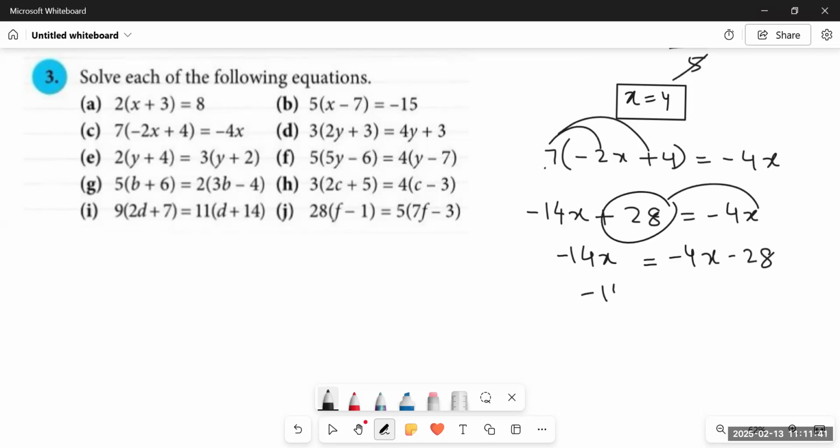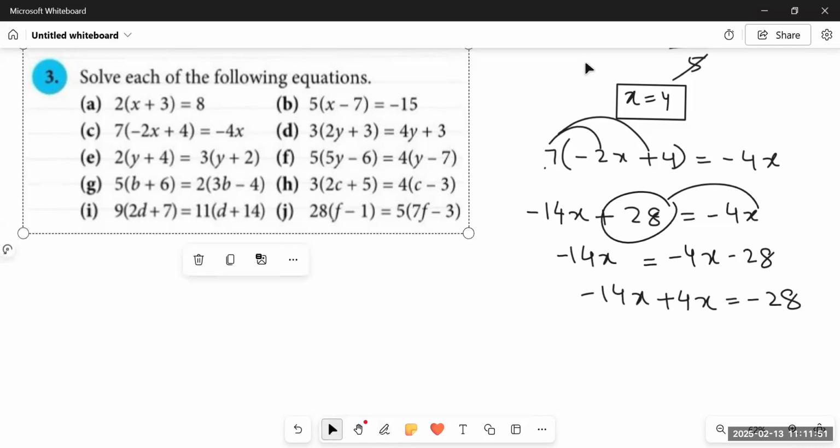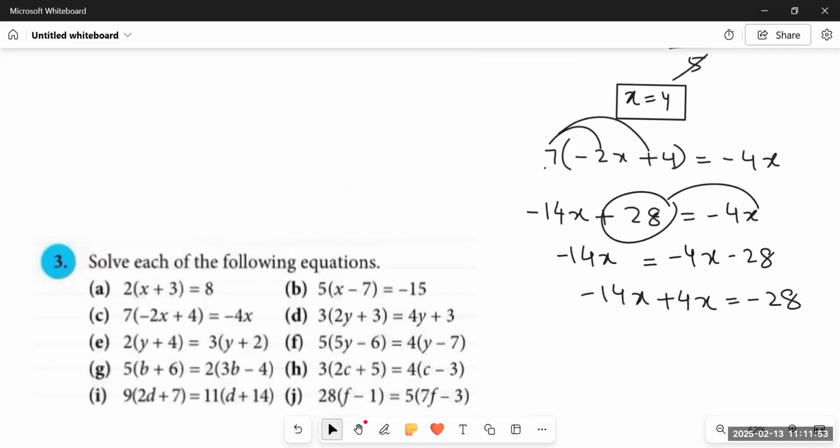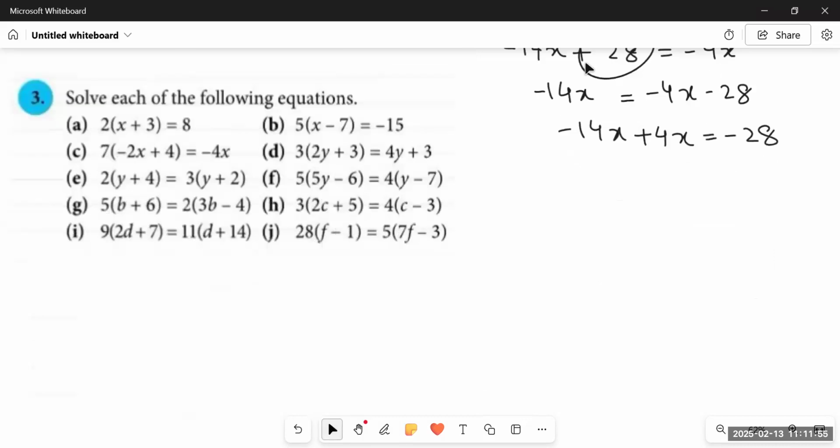Then minus 14x plus 4x is equal to minus 28. Why did I do that? Because on the right hand side, I had minus 4x. It was not a constant, so I cannot add or subtract it with minus 28. So I have to shift it to the left hand side. Then minus 14 plus 4 is equal to minus 10x is equal to minus 28.